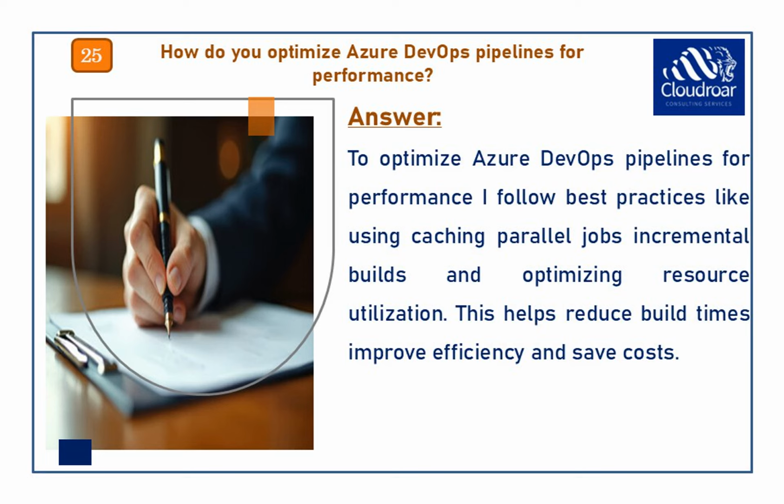Question 25. How do you optimize Azure DevOps pipelines for performance? To optimize Azure DevOps pipelines for performance, I follow best practices like using caching, parallel jobs, incremental builds, and optimizing resource utilization. This helps reduce build times, improve efficiency, and save costs.